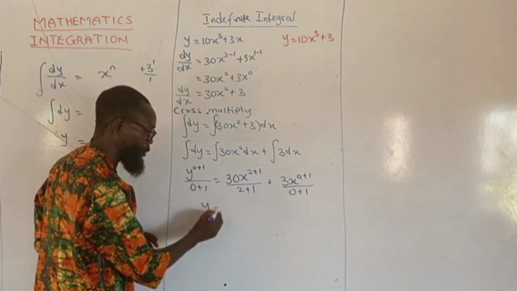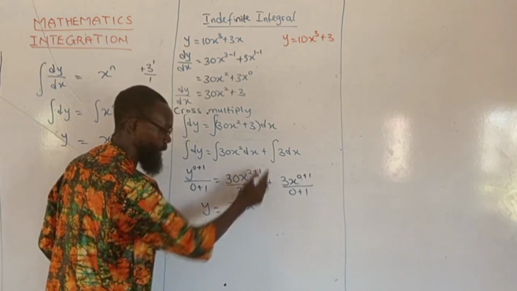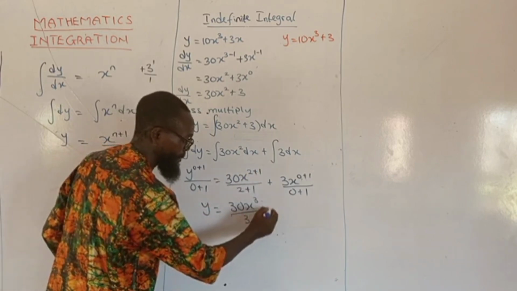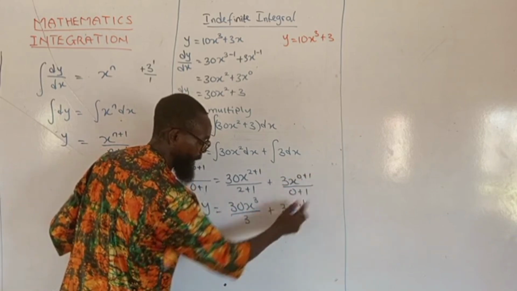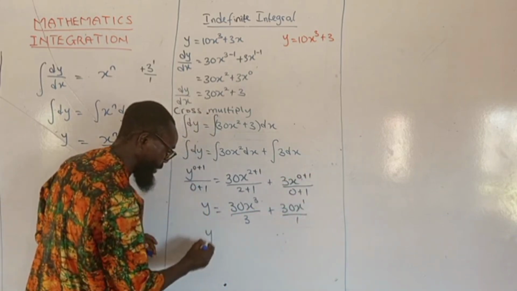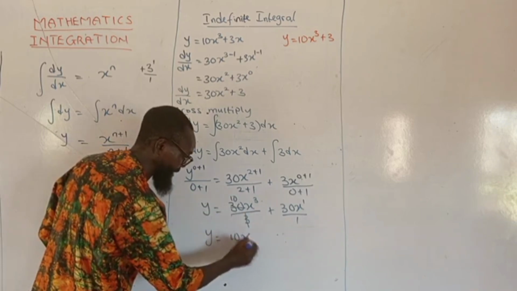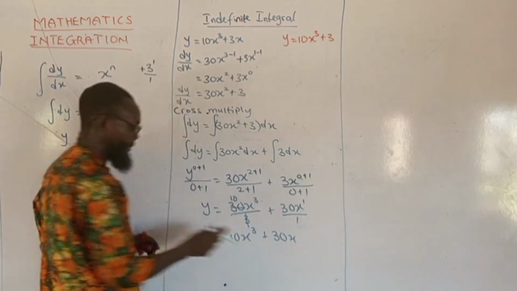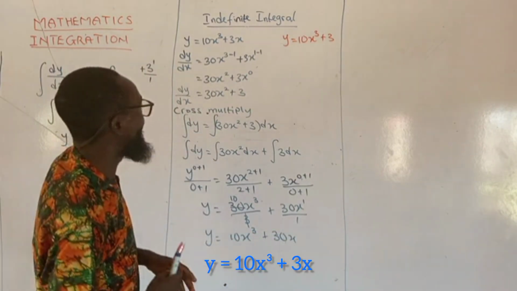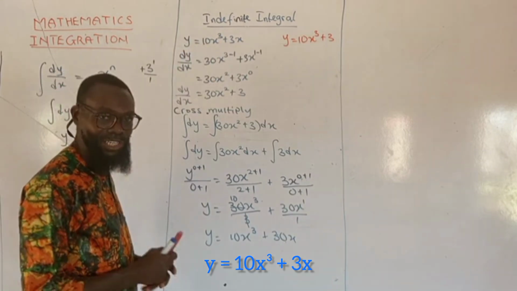This gives y equals 30x raised to power 3, that is 2 plus 1 over 3, plus 30x raised to power 1, 0 plus 1, 1 over 1. Finally, we have 3 here, 1, 3 here, 10. We have 10x raised to power 3 plus 3x. We have come back to our normal equation, y equals 10x cubed plus 3x.